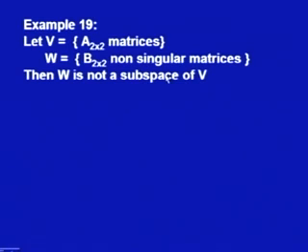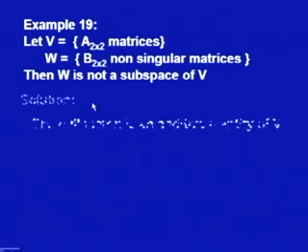This is another example taken from the set of matrices, but this time W is not a subspace. So, let us consider V to be 2 by 2 matrices and W is again a set of 2 by 2 matrices, but the condition is that these are non-singular matrices. So, we have a bigger set considering all square matrices of order 2, while W is only those square matrices of order 2 which are non-singular. Then W is not a subspace of V, where V is a vector space with respect to usual matrix addition and scalar multiplication.